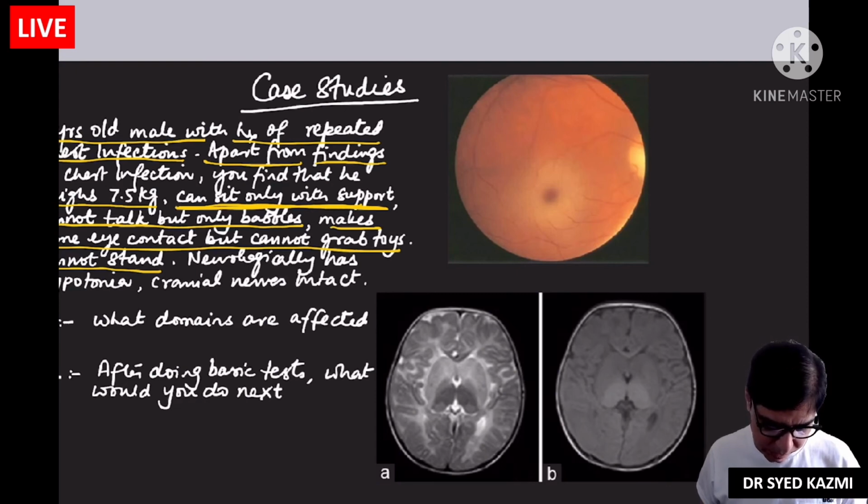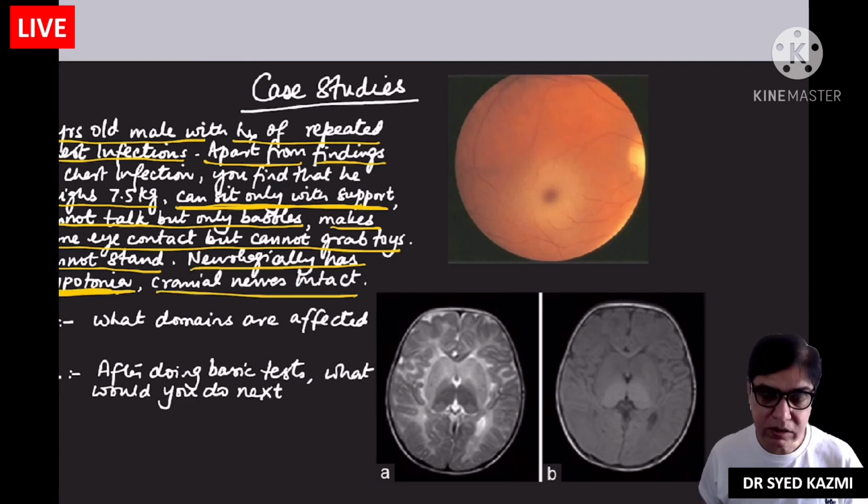Okay, and obviously it is 2, so it becomes a global developmental delay. And then on neurological examination, because I told you neurological examination is an important thing when you do your developmental assessment as well, he's got hypotonia of the muscle, so his muscle tone is reduced, though the cranial nerves are intact.